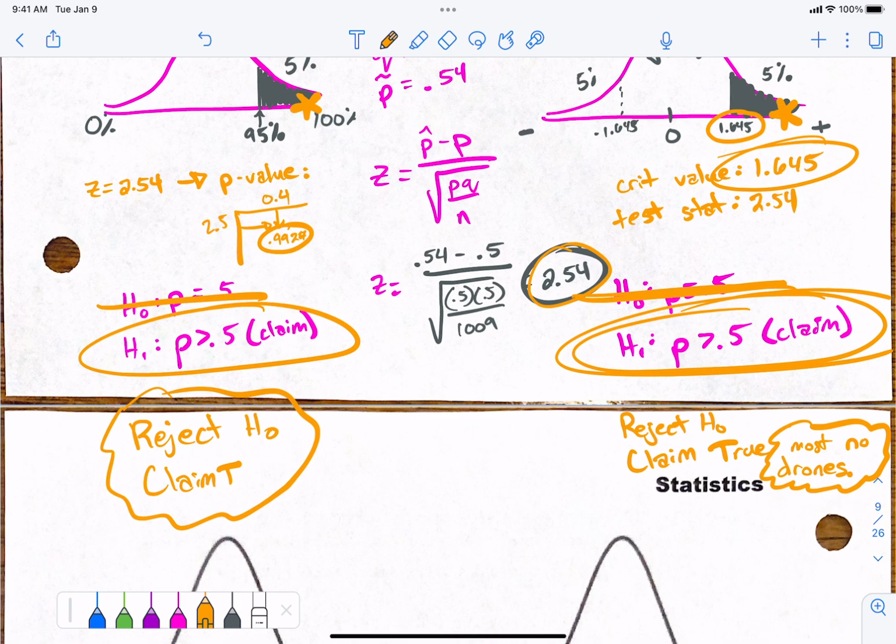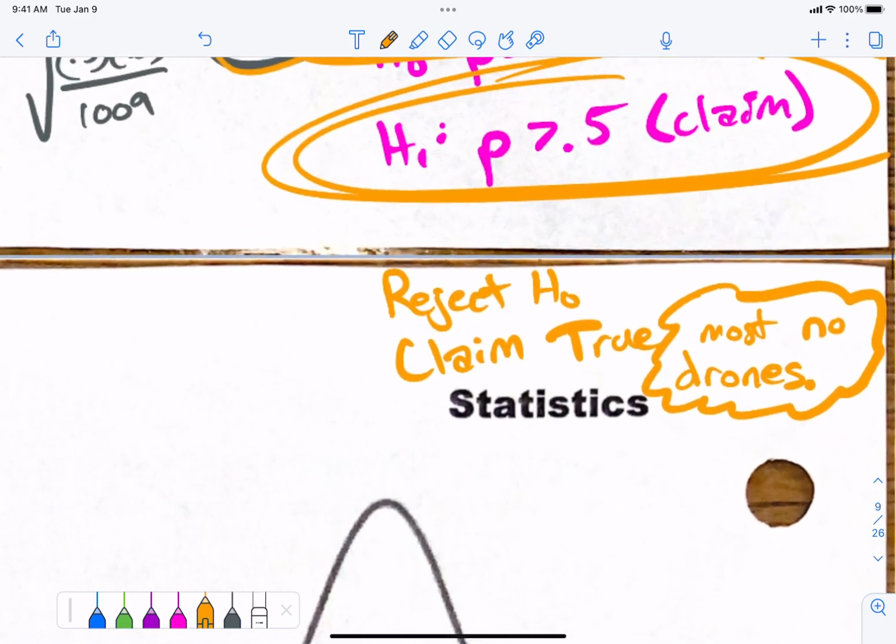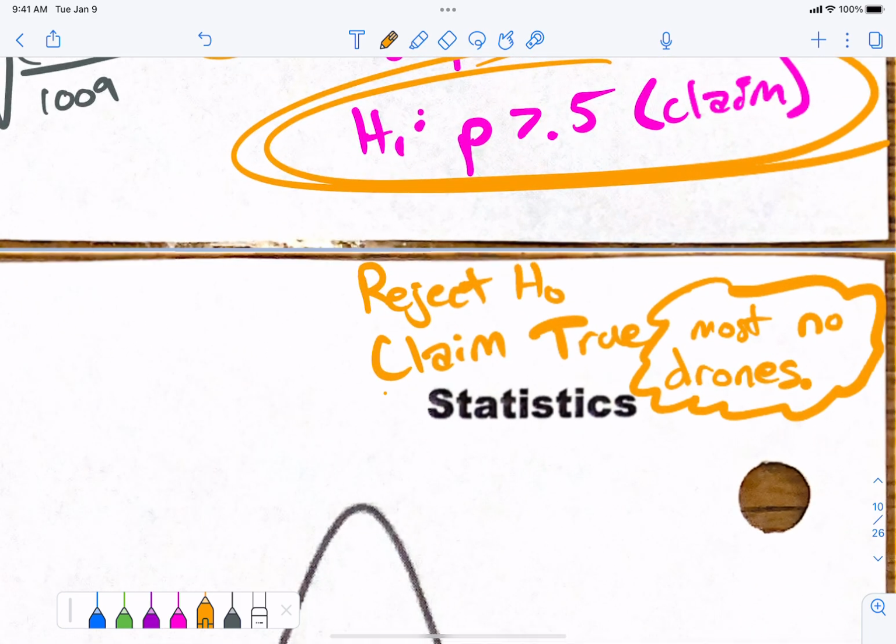Okay? So, regardless of which method you use, you should get the same results. True? Yes? Okay. Then you might have to, like in your homework problems, decipher what that means. So if we're saying the claim is true, what does that mean? That means that most people don't think drones are good. Most people say no to drones. That's what they were claiming. If we're saying that's true, most people are saying no to drones, okay?